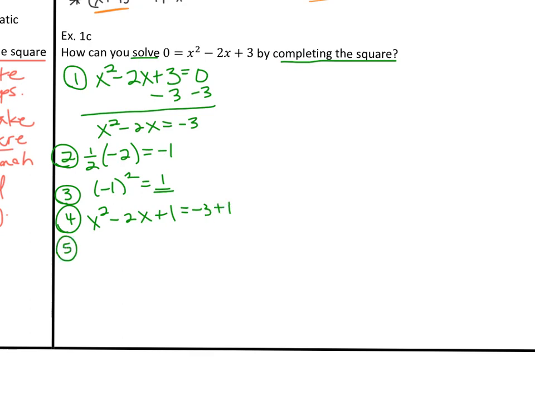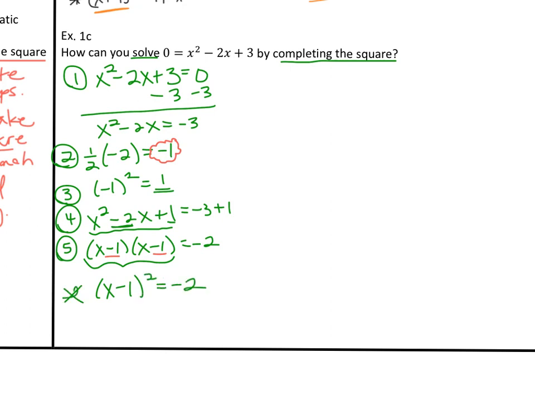Step 5, factor your trinomial. If we want 2 numbers to multiply to get 1, but add to get negative 2, that would be x minus 1 and x minus 1. And remember, we talked about that up above. That comes from that answer in step 2. It's always the exact same factor. It's nice to have that consistency at least. And then on the right-hand side, we have negative 3 plus 1, which is negative 2. And then we'll write our perfect trinomial square as a product, as a perfect square: x minus 1 squared. So there's our first 5 steps.